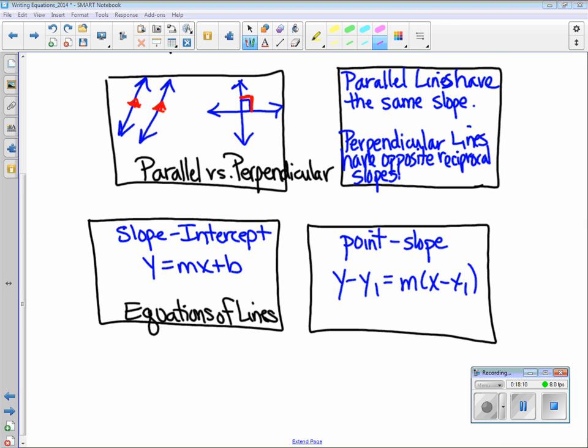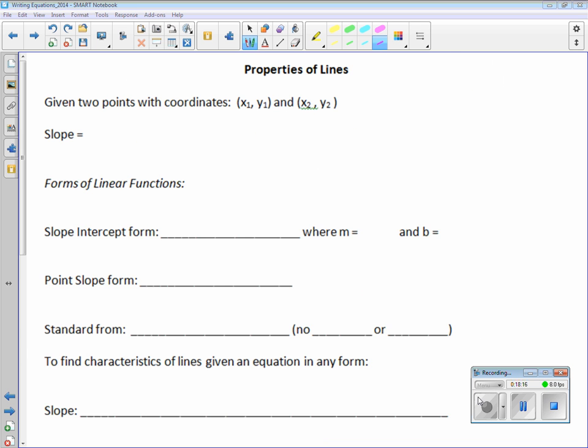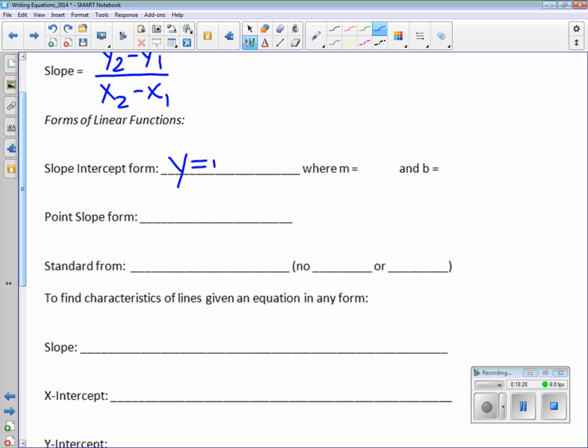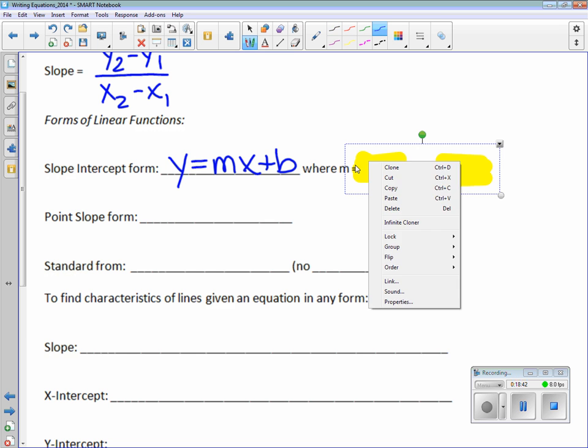I wasn't recording, but make sure that you are writing equations of lines. Slope-intercept on the front, point-slope on the back. So on the back here, you should be able to tell me what the slope formula is. I just told you what the slope-intercept form is. You need to fill this part in as well. What does M stand for, and what does B stand for? Do you know? M is slope, and B is y-intercept.